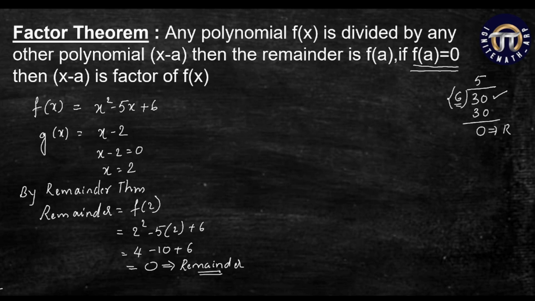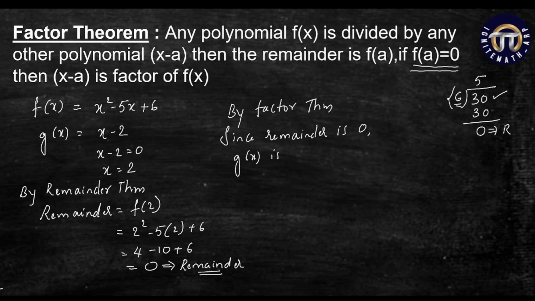So since the remainder is 0, I can say by factor theorem, g of x is a factor of f of x. If I had not got the remainder as 0 over here, I would not have told g of x is a factor of f of x. So I can say g of x is a factor of f of x only if I am getting remainder as 0. Keep that in mind, right?